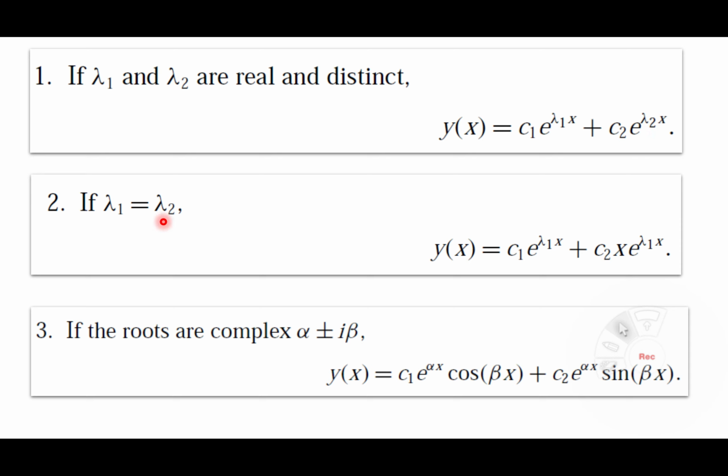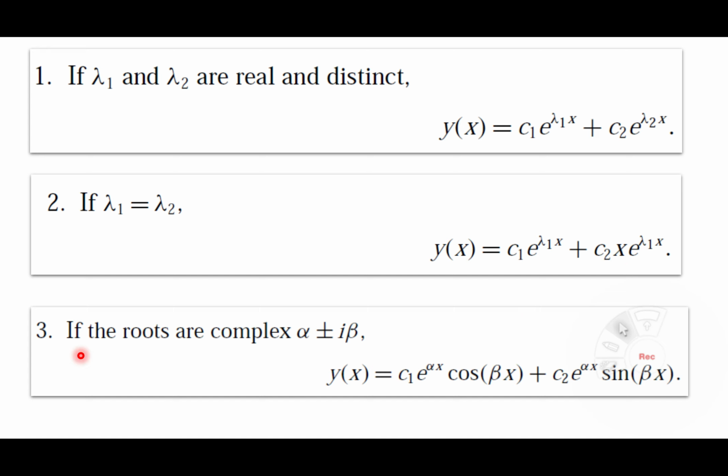In the second case, if we have repeated roots, then the general solution is going to be y of x equals C1 e to lambda 1x, similar to this case, plus C2 times x times e to lambda 1x, similar to this case, but we are adding x here. The function x, or the independent variable here, is added.